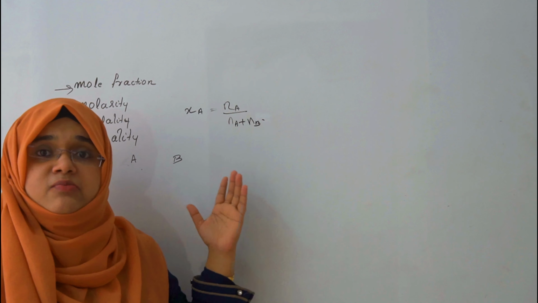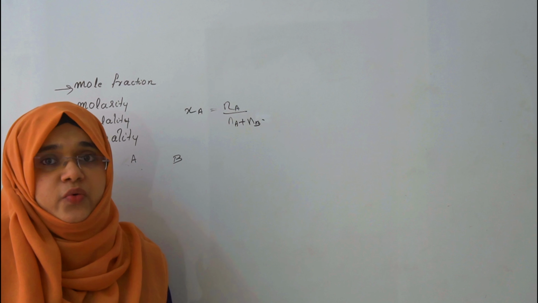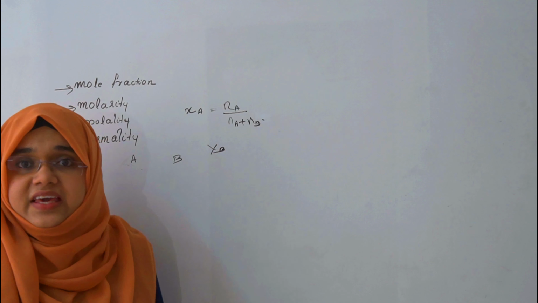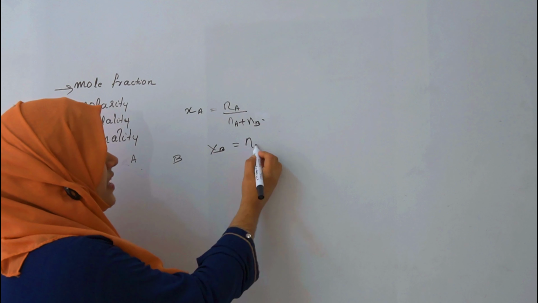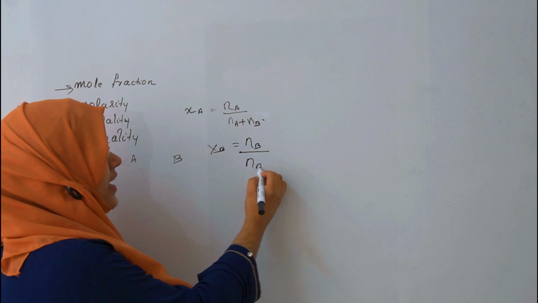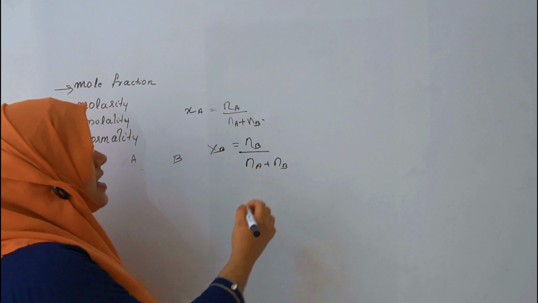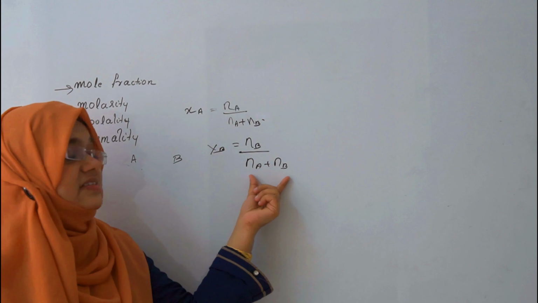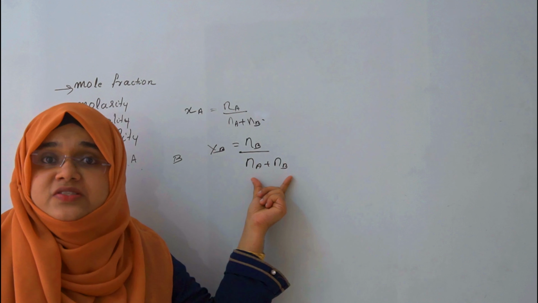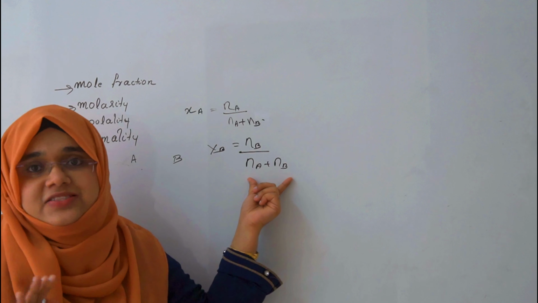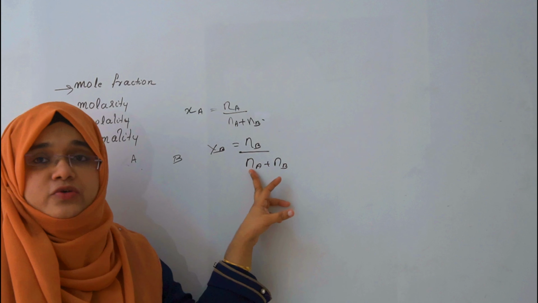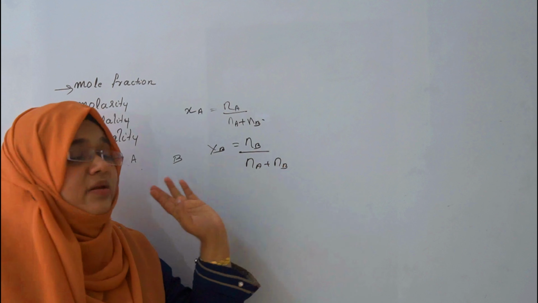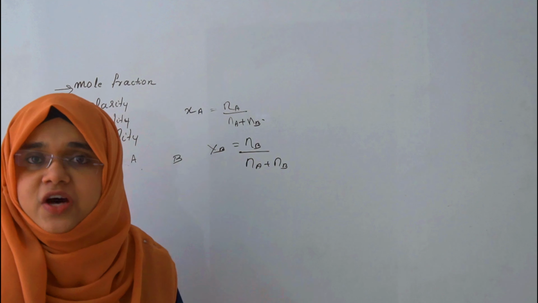If we have to find the mole fraction of solvent, what should we do? We have to find XB. XB is NB divided by NA plus NB. This is the number of moles of solvent divided by the total number of moles of components in the solution. That is, NA for solute and NB for number of moles of solvent.